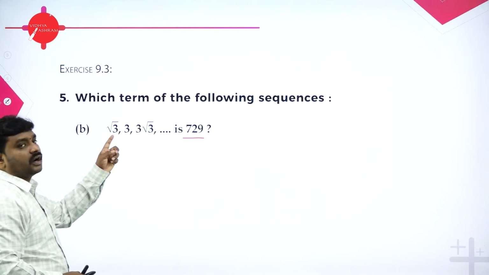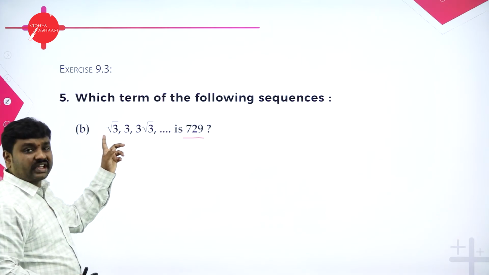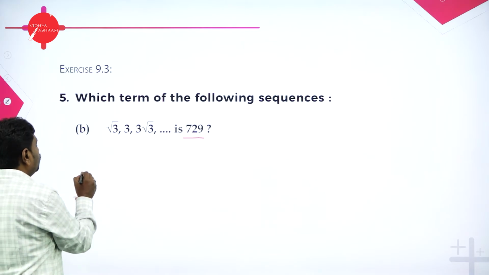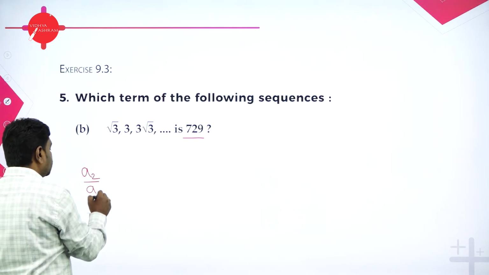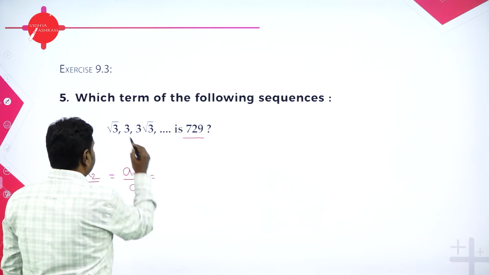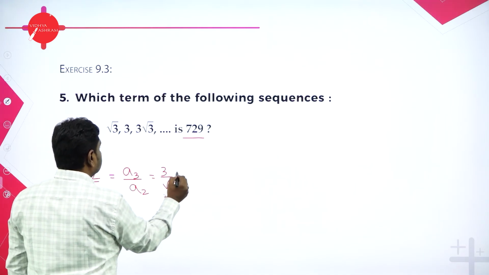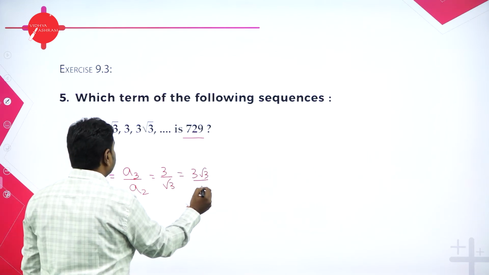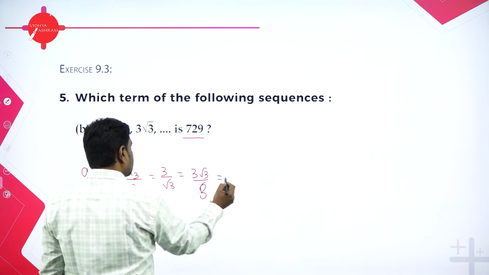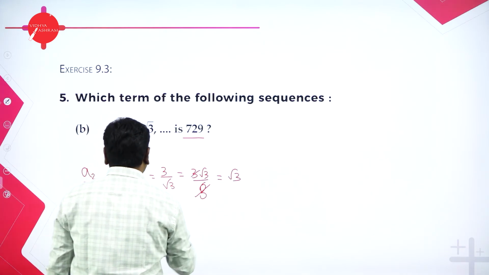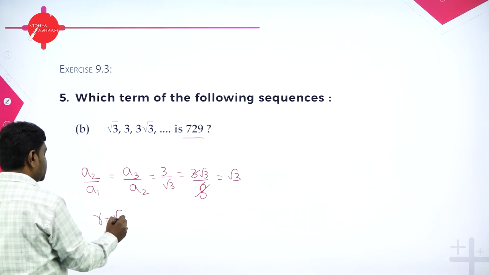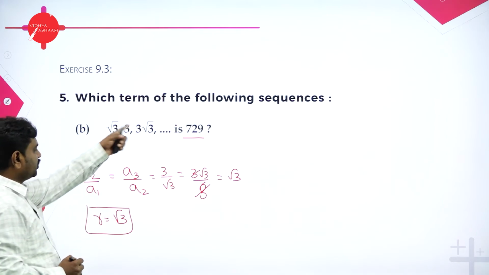Again, they are in common ratio. Simple. Multiply root 3, you will get next term. Root 3 into root 3, 3. 3 into root 3, 3 root 3. Or if you do second term by first term, or third term by second term, you will get 3 by root 3, this is 3 root 3 by root 3, 3 root 3 by 3. So both will give root 3 only. They have common ratio. So if you rationalize, it is same. So they are in GP and root 3 is the common ratio. Or every time you multiply root 3, you will get next term.